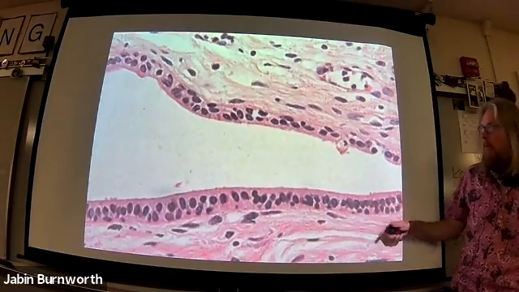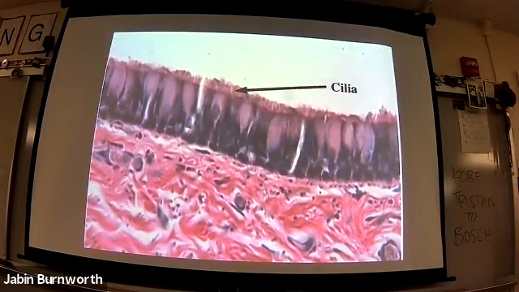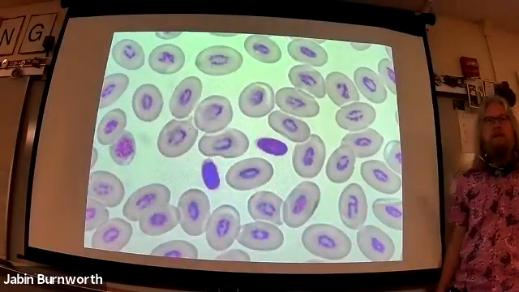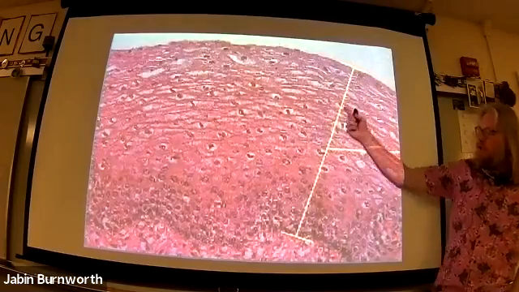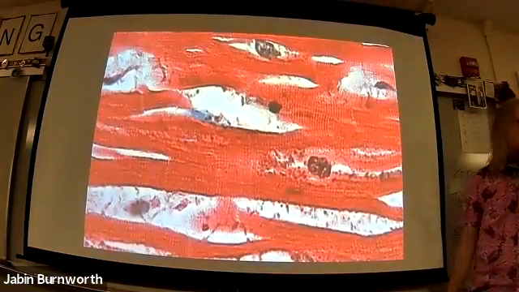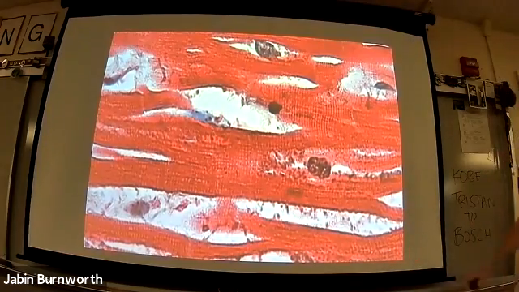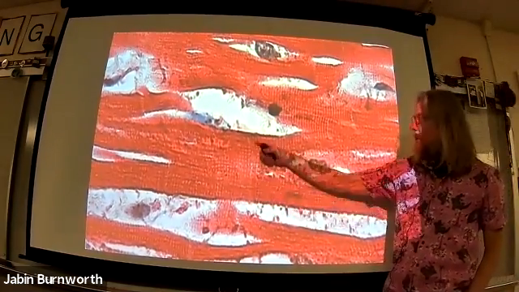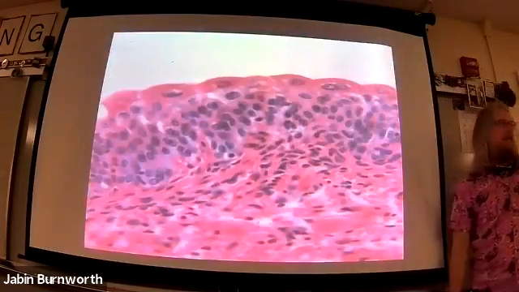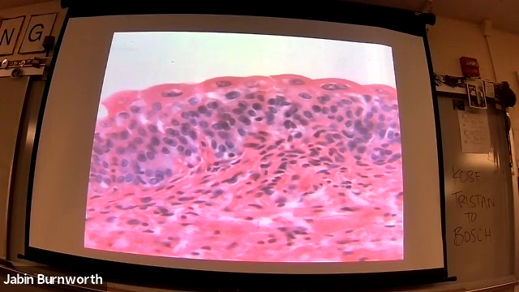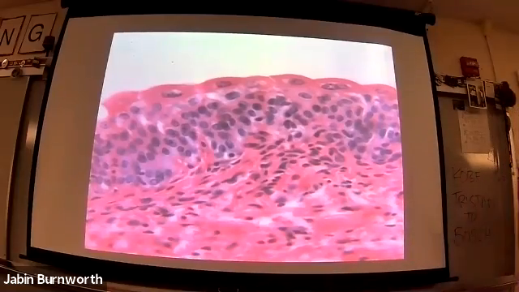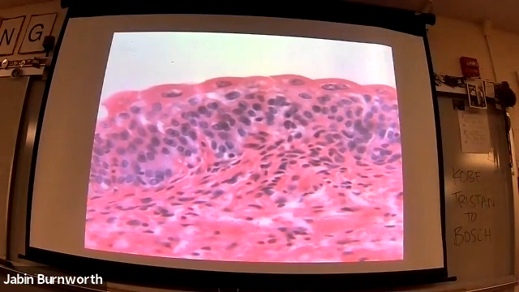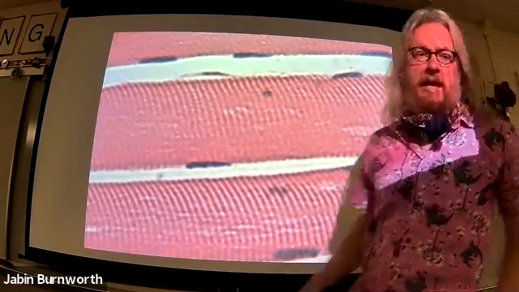Stratified cuboidal. Good. Pseudostratified columnar. Good. Blood. Stratified squamous. Cardiac muscle. Okay, these have intercalated discs right here. It's hard to see a little bit. Transitional epithelium. That's cute. Epithelium. Good job. Skeletal muscle.